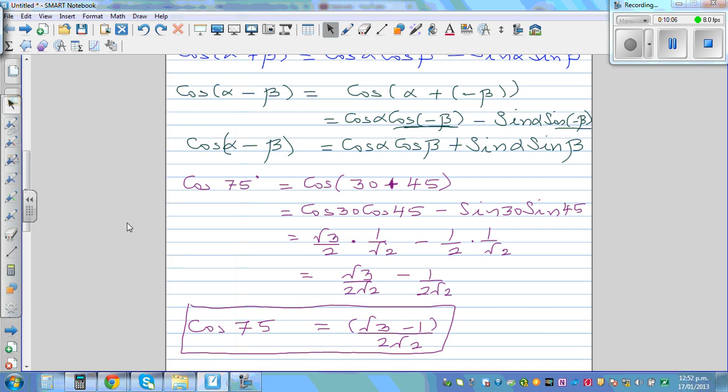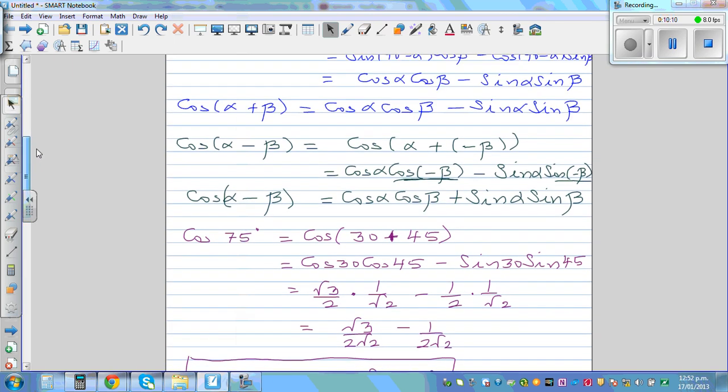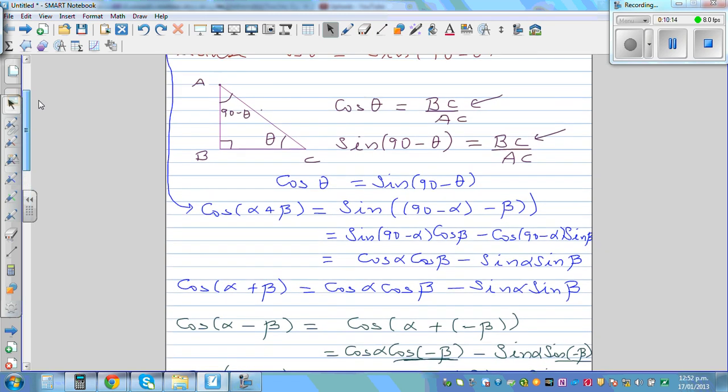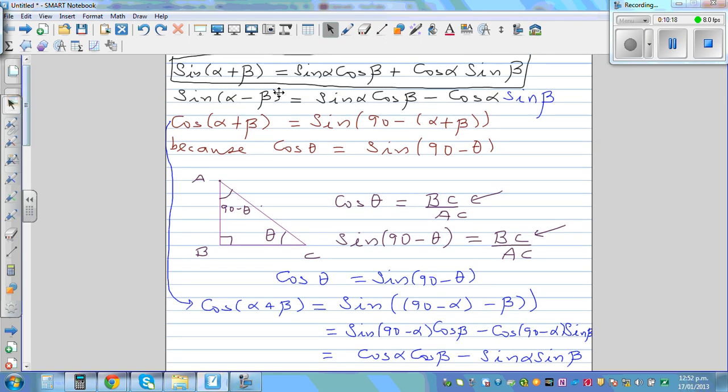So you have a number of applications for these compound angle formulas. And in my next video, I'm going to prove this in a different way, not taking the help of sine alpha plus beta. We can prove cos alpha plus beta on its own.